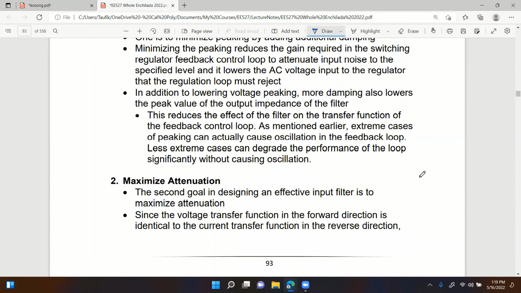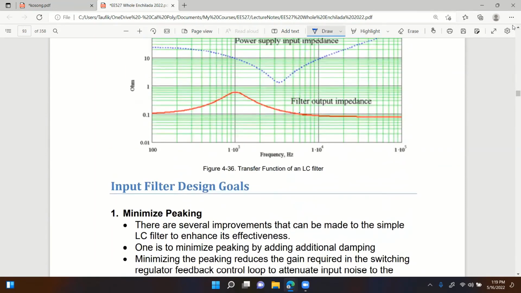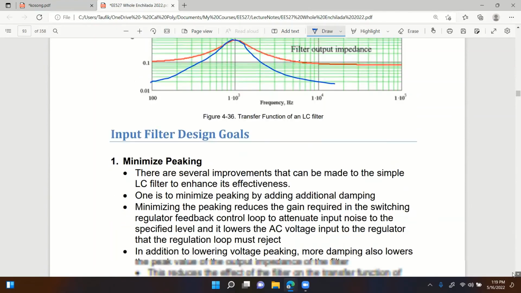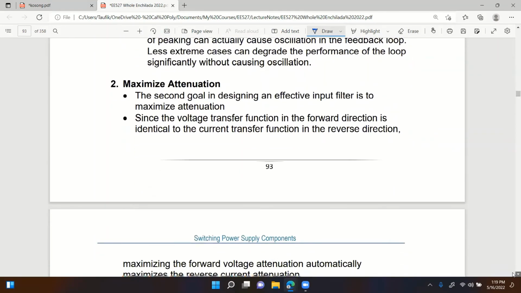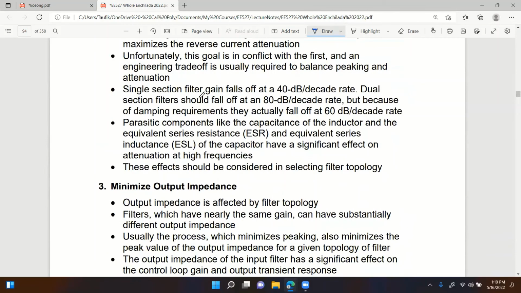Maximize attenuation. Yeah, that makes sense, right? If you have a filter, definitely you want to attenuate more, right? Instead of this, maybe this way, right? So you attenuate more, right? So that makes sense, right? What else? Yeah, I'll let you read all of these.